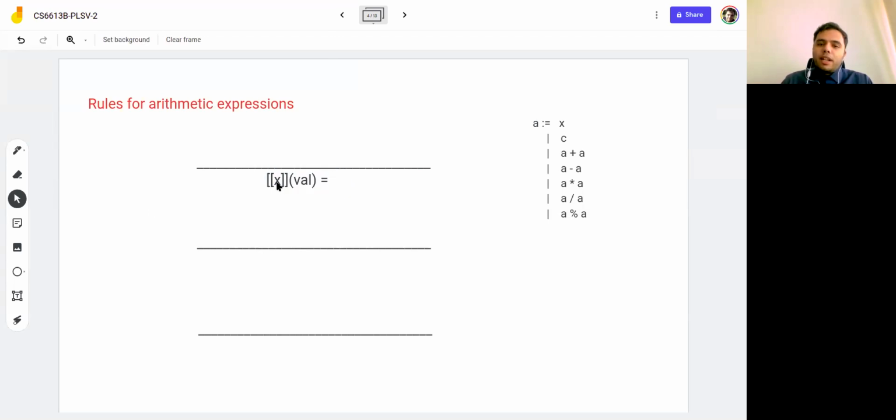And I use this variable as an expression. So my expression is just X, and I want to evaluate it at val. Well, this is also very easy. It's just the value of X. So these are our two axioms.